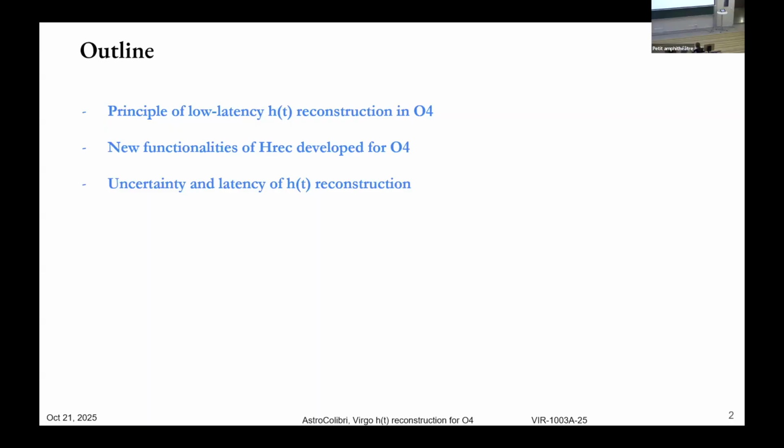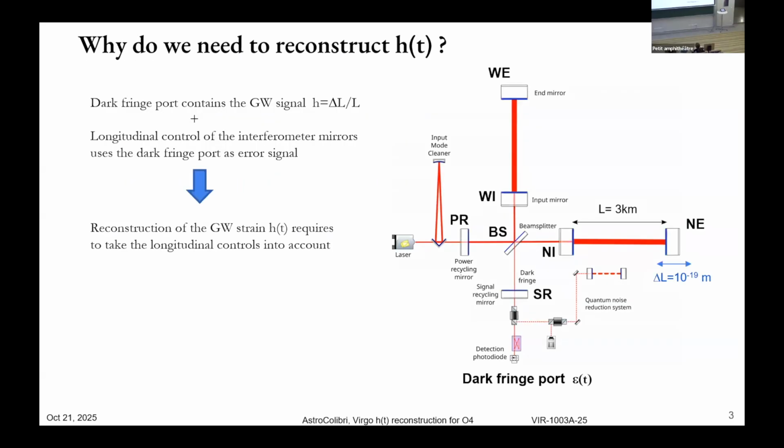So the outline is the following. I will first describe the principle of this H of t reconstruction, and then the new functionalities that we have developed for the O4 run, and the performance we obtain for the latency and uncertainty of the H of t reconstruction. So first, why do we need to reconstruct H of t?